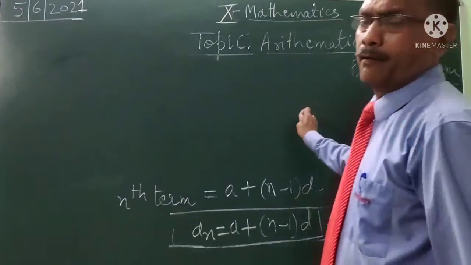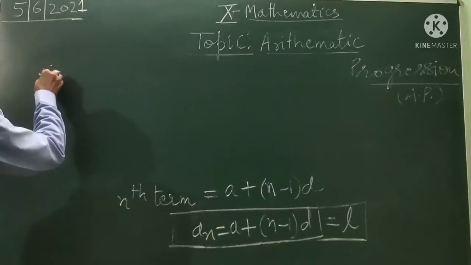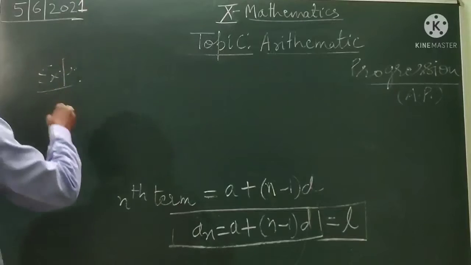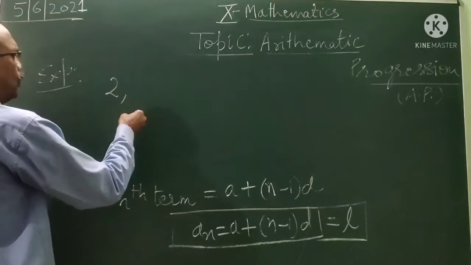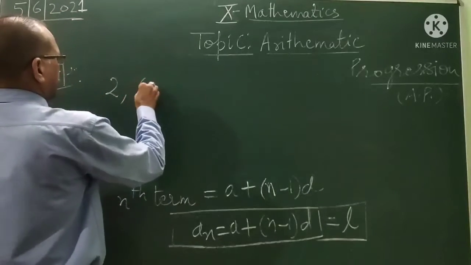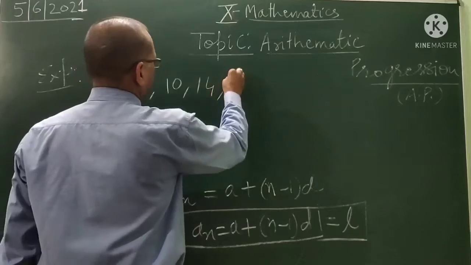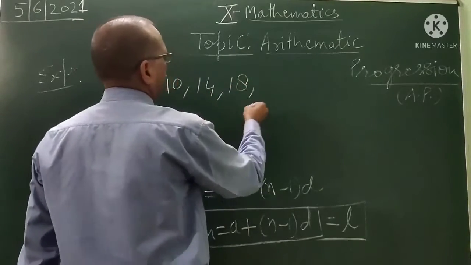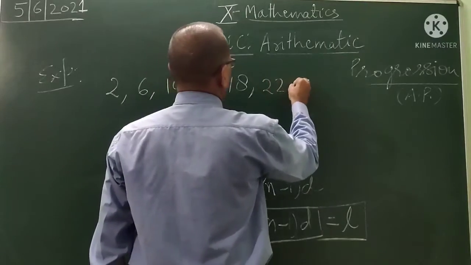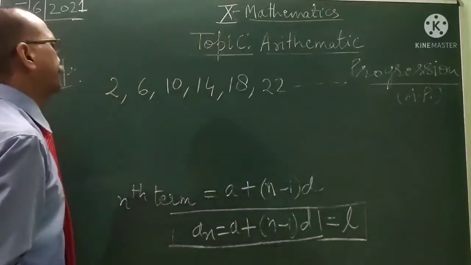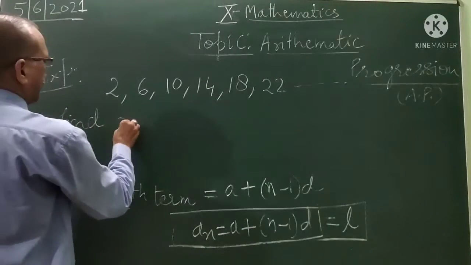Students, see one question based on this formula. There is one example. Let there be a sequence 2, 6, 10, 14, 18 and 22 and so on. Find the 20th term.